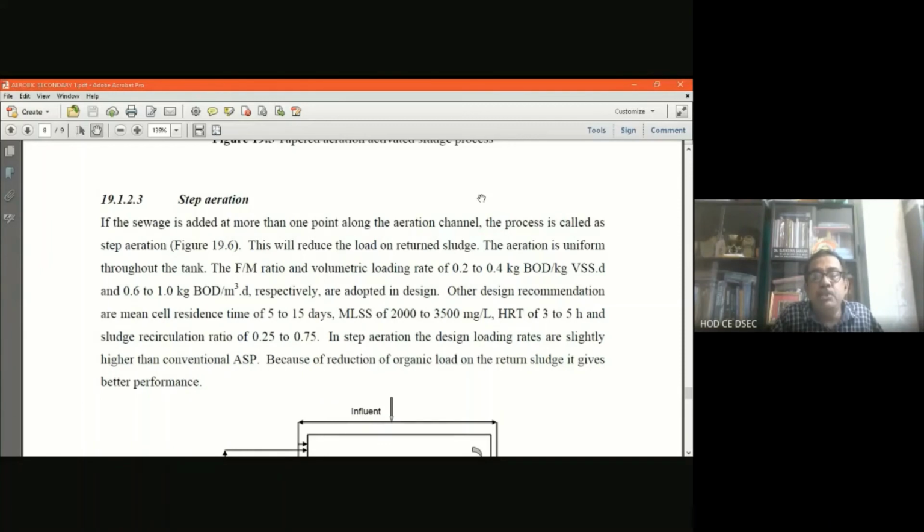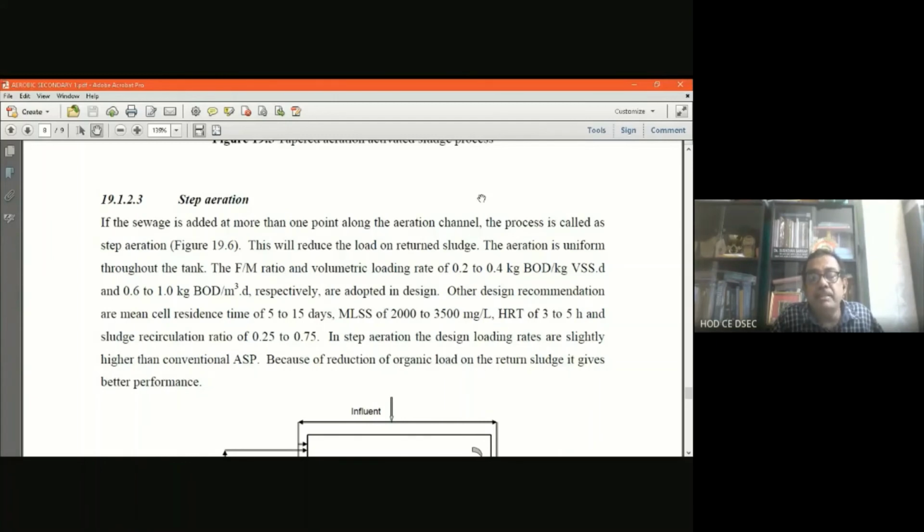The F/M ratio will be 0.2 to 0.4 in case of step aeration, and volumetric loading 0.6 to 1 kg BOD per meter cube tank. Other design recommendations are mean cell residence time of 5 to 15 days, MLSS maintained 2000 to 3500, HRT maintained 3 to 5 hours, and sludge recirculation ratio 0.25 to 0.5.